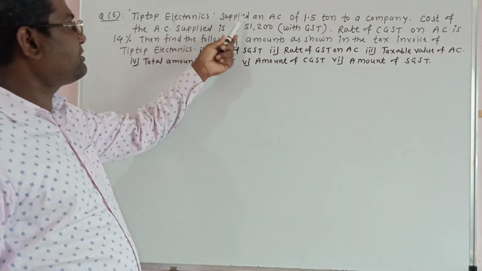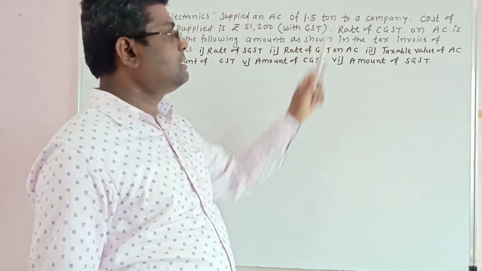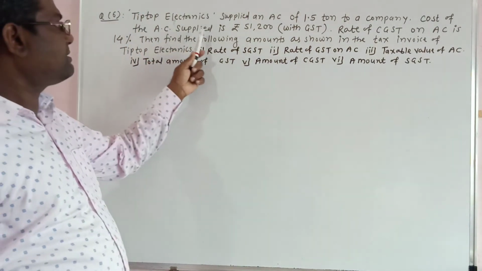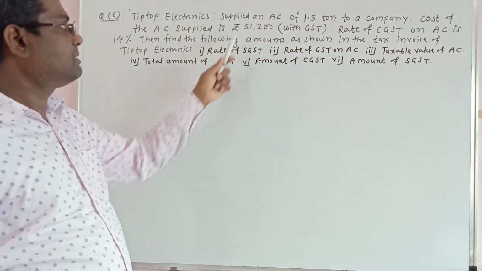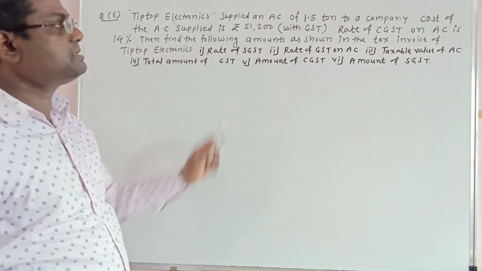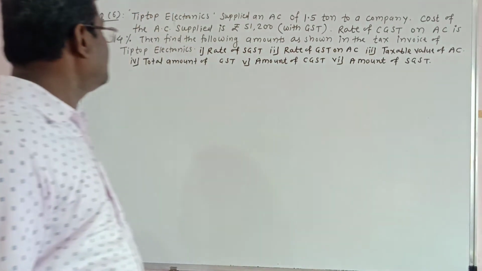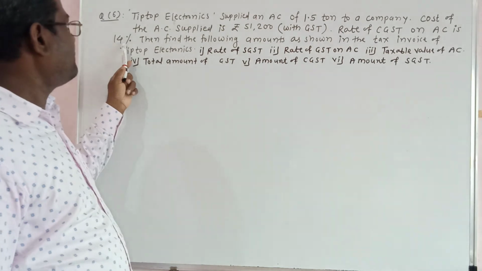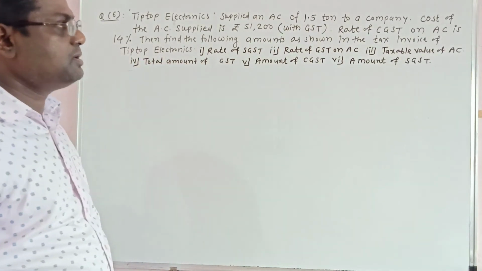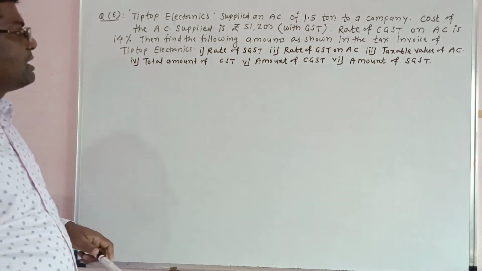Tip-Top Electronics supplied an AC of 1.5 ton to a company. The cost of the AC supplied is rupees 51,200 with GST. The rate of CGST on AC is 14%. Then find the following amounts as shown in the tax invoice of Tip-Top Electronics.